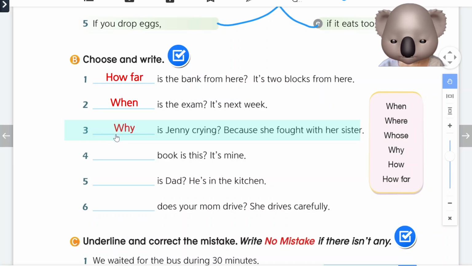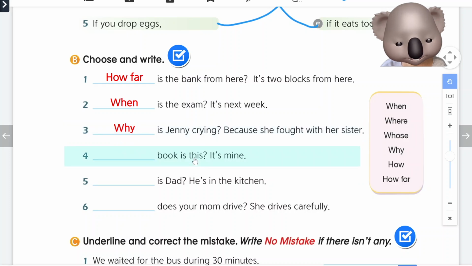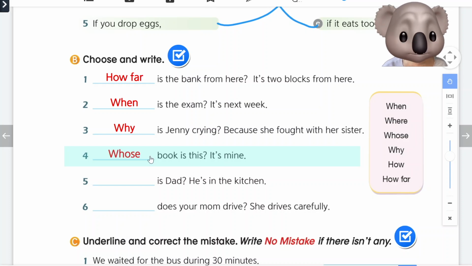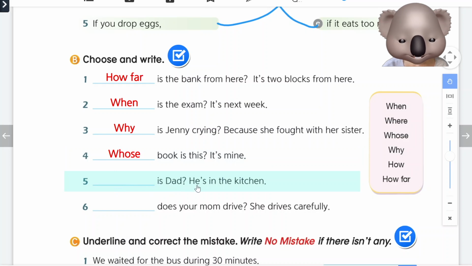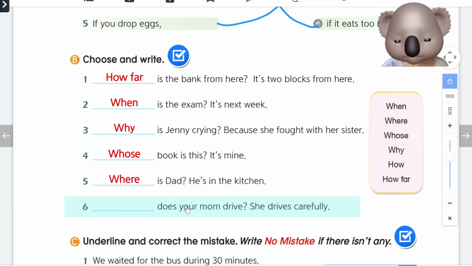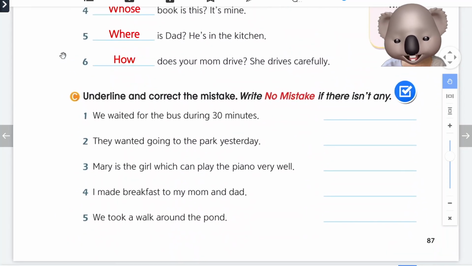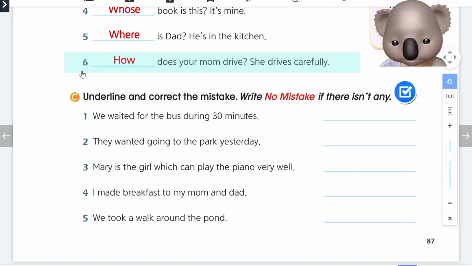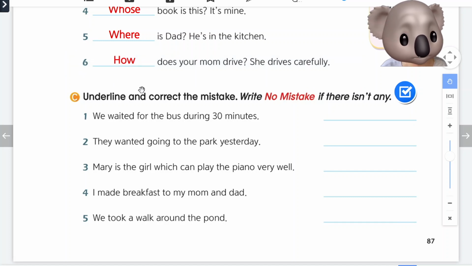Good. Number 4, book is this? It's mine. 내 거야. 그럼 질문은 whose book is this? Number 5, is dad? He's in the kitchen. 위치, 장소, 어디에 있냐? Where is dad? Number 6, does your mom drive? She drives carefully. 어떻게, 어느 식으로? How does your mom drive? Great job! In our last part, we need to underline and correct the mistake.